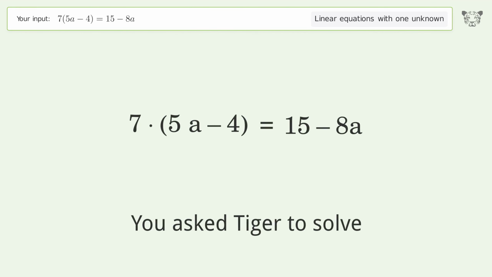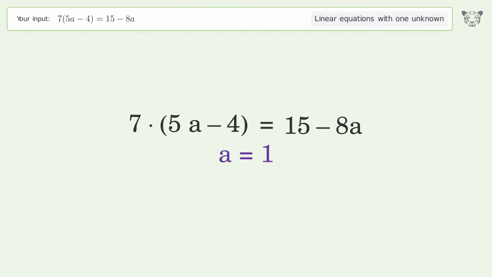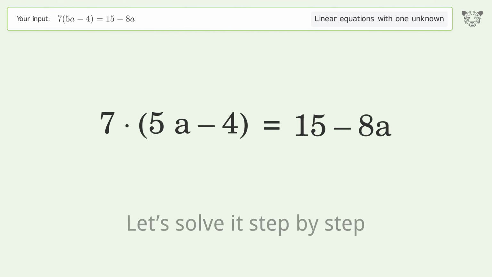You ask Tiger to solve this. This deals with linear equations with one unknown. The final result is a equals 1. Let's solve it step by step.